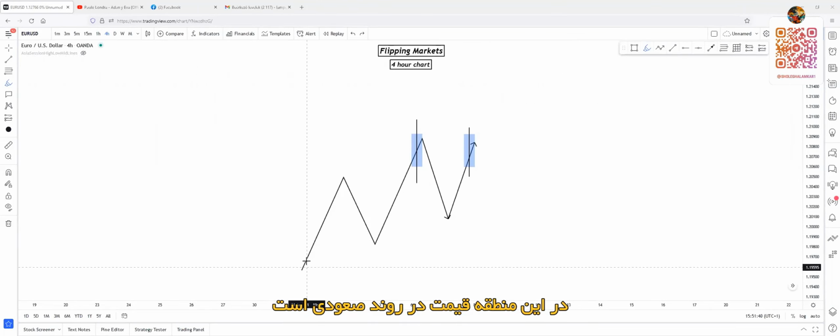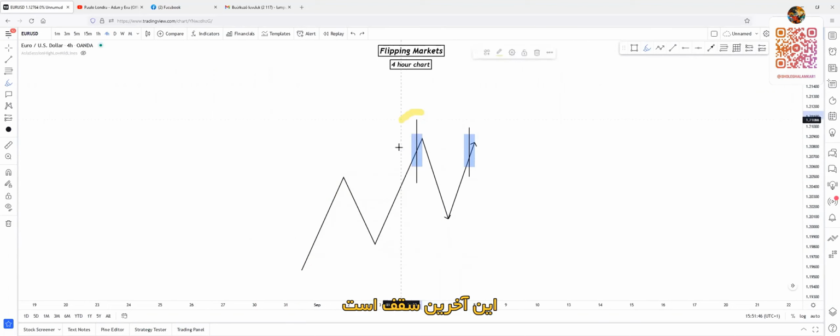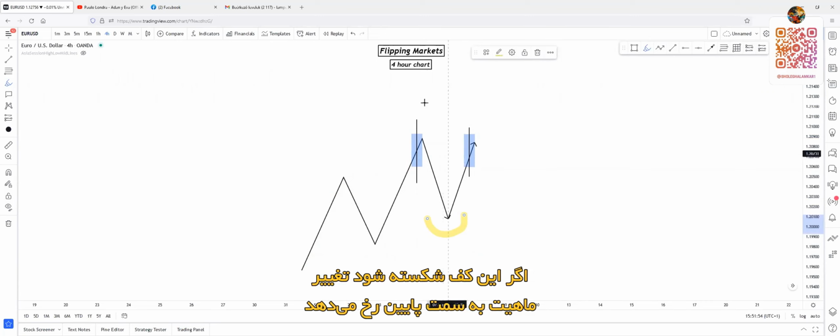In this region, price is moving in an uptrend, creating a series of higher highs, higher lows, higher highs, higher lows. This was our last high point. So if this high point breaks, breakout structure will happen to the upside. This is our last higher low point. If this breaks, a change of character will happen to the downside.